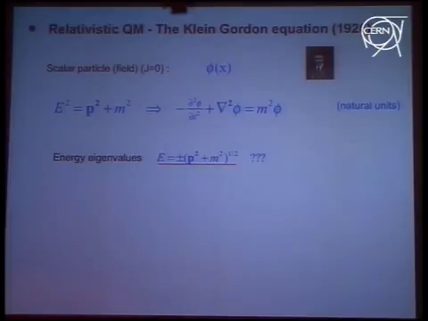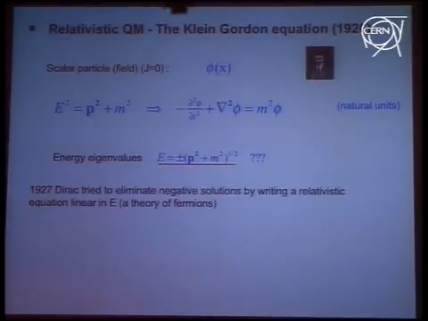If I look at the energy of this system, I take the square root of this, and I get the energy is plus or minus the square root of p squared plus m squared. Here's where the problem occurs. How do you interpret a negative energy state? Does it make any sense?